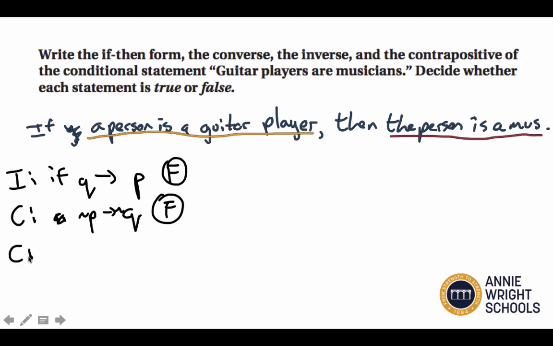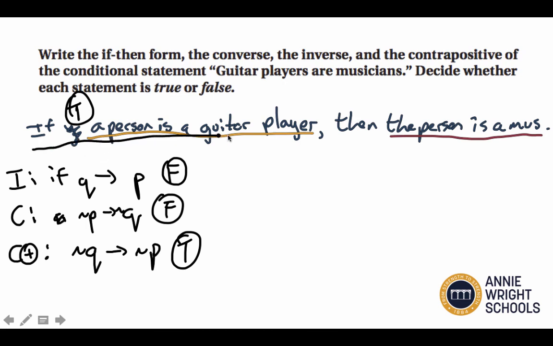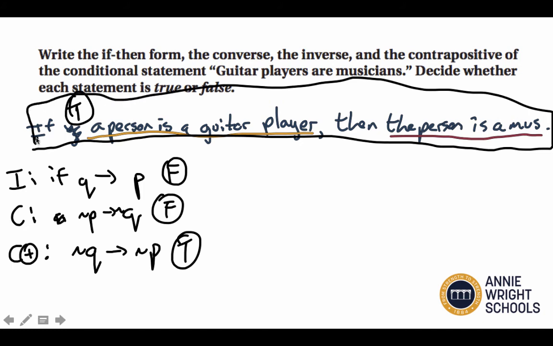And then lastly, the contrapositive. The contrapositive says not Q means not P. So that would say if a person is not a musician, then the person is not a guitar player. There is no person that is not a musician and is a guitar player, because if you're a guitar player, then you're a musician. Does that make sense? This has the same truth value, true, as this original conditional statement. I am going to suppose that all guitar players are musicians. Maybe you disagree with that, but I think you're wrong.